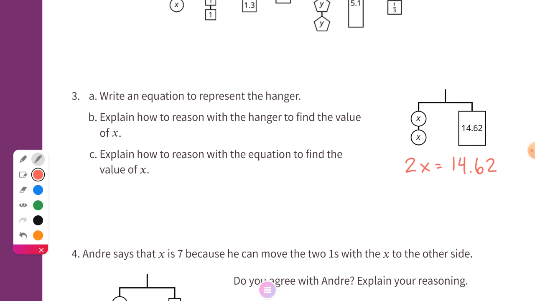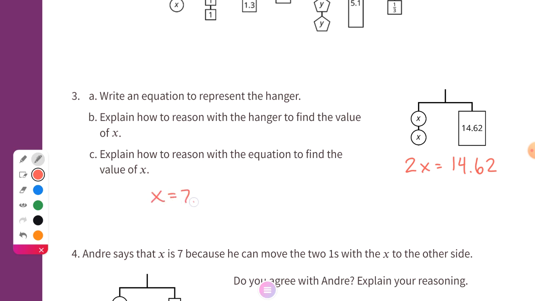Okay, so you would take 14.62 divided by 2 because you're splitting it into 2 equal parts. These 2 parts have to be equal to 14.62. So you would take 14.62 divided by 2. It doesn't ask for the answer there. If you found it, what is it, 7.31?